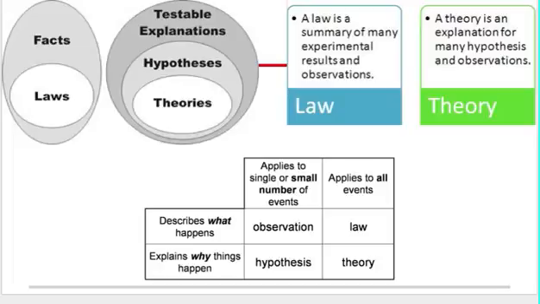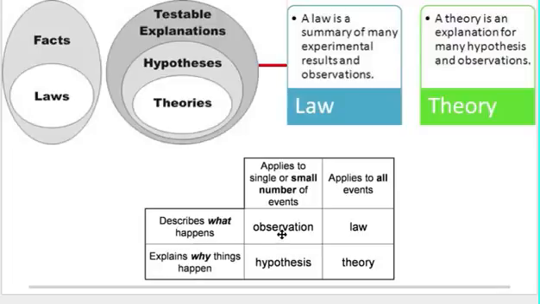So here we have, let's start over on this side with laws. A law is a summary of many experimental results and observations. A theory is an explanation for many hypotheses and observations. So our laws are made up of facts. They're going to be found in the same area. Theories are going to be lumped in with hypotheses and testable explanations.